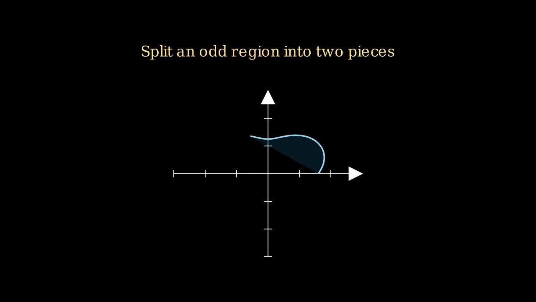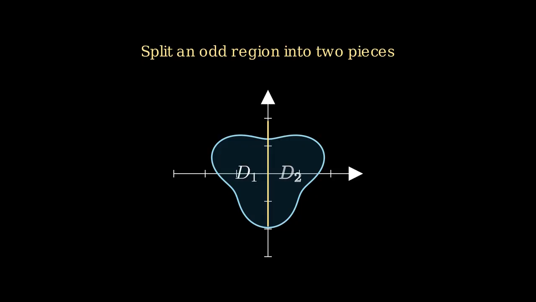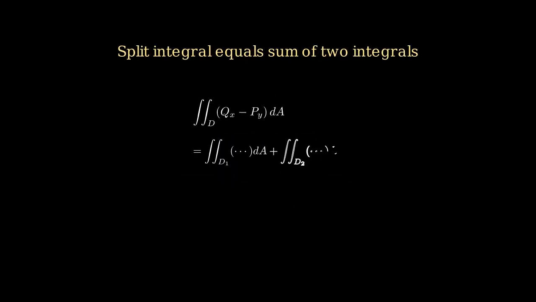Now, what if the enclosed region isn't a simple circle or square, but some oddly shaped blob? Picture slicing the blob into two simpler pieces, D1 and D2, with an internal dividing line. Any complicated region can be split into simpler subregions, each handled separately, then added together. Here's the elegant part. The double integral over D of q sub x minus p sub y dA splits into the double integral over D1 plus the double integral over D2, which by Green's theorem equals the loop integral over the boundary of D1 of F dot dr plus the loop integral over the boundary of D2 of F dot dr.